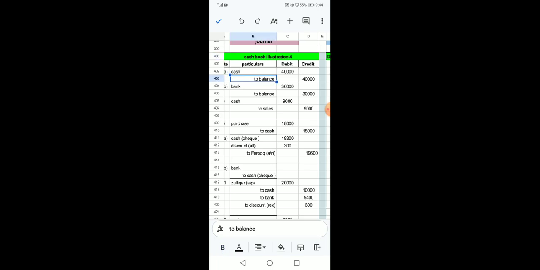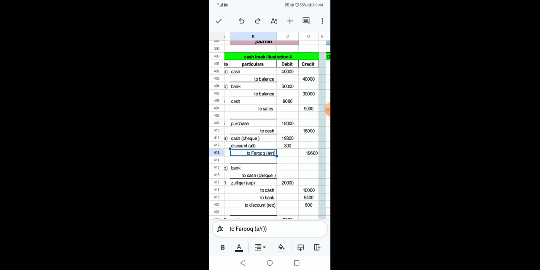Let's see, in the first entry you have balance. In the third entry you have sales. In the next entry you have purchase. In the next entry you have Farouk. All other names except cash, bank, and discount you will ignore and skip. Only these three elements would be posted in the cash book.